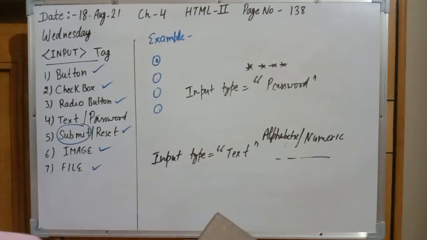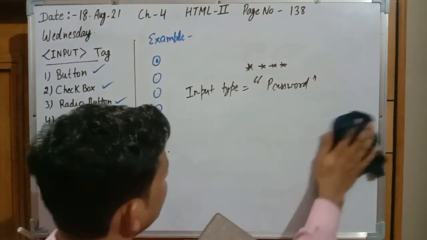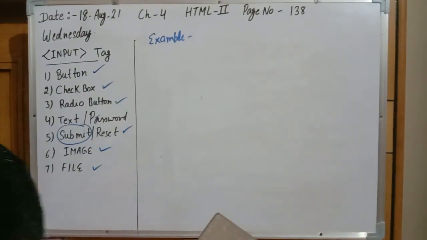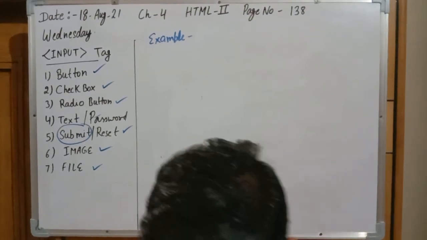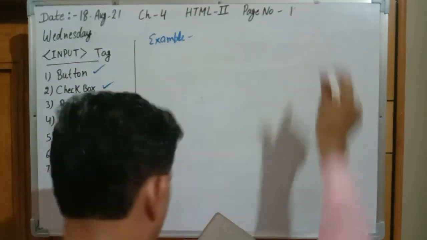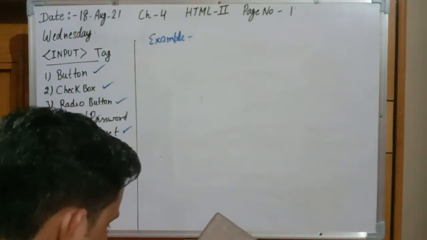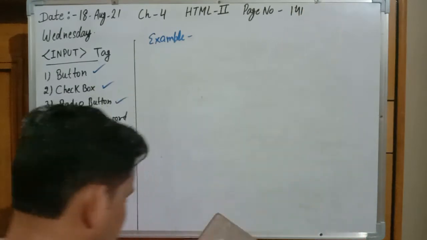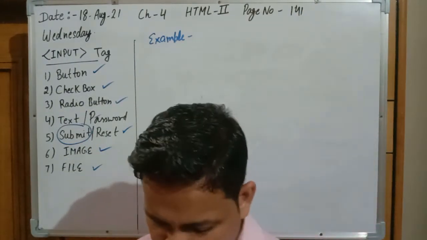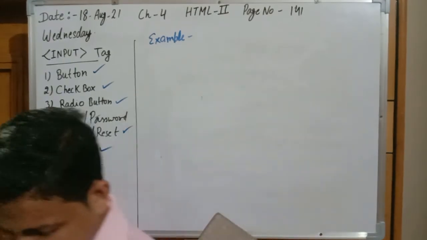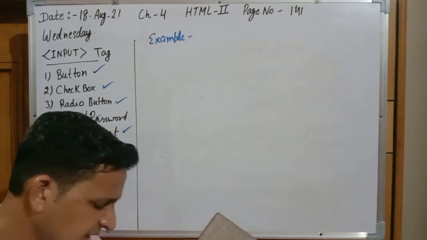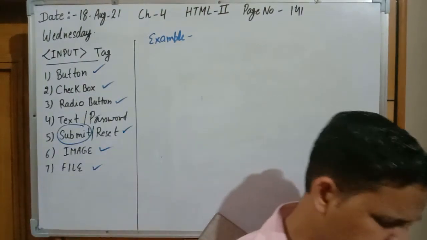Now how many attributes are there for input type password? Input type password contains a total of 5 attributes, as given on book page number 141. The first attribute is type, input type is equal to text. The second attribute is name; we give a specific name to the button. Next is value, which value we want to enter. And next is size, which tells how many characters we can enter.